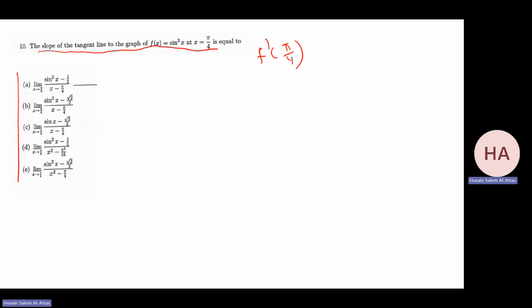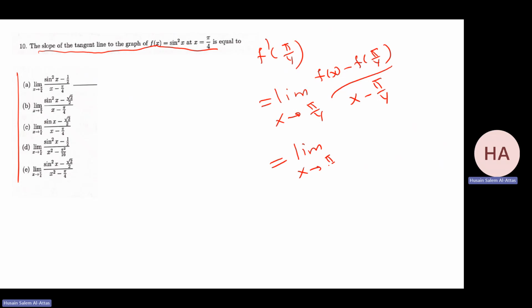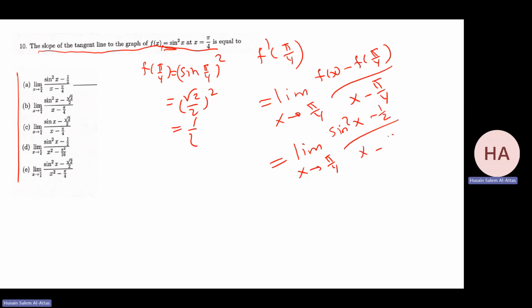And using what? Using the definition. So this will be the limit as x goes to pi/4 of f of x minus f of pi/4 over x minus pi/4. Just plug in the numbers. F of x is what? Sine squared x. You give it to me. F of pi/4 will be sine pi/4 squared, which is square root 2 over 2 squared, which is half. So half minus half over x minus pi/4, which is this one.